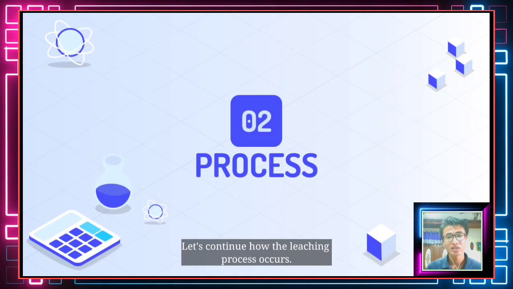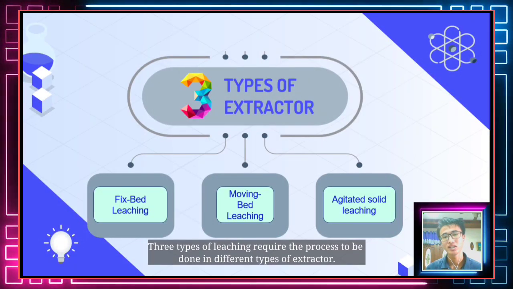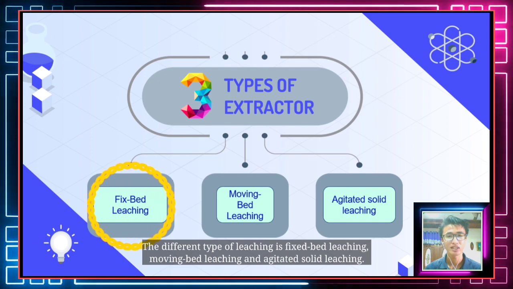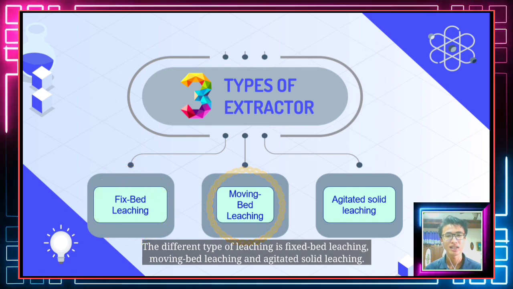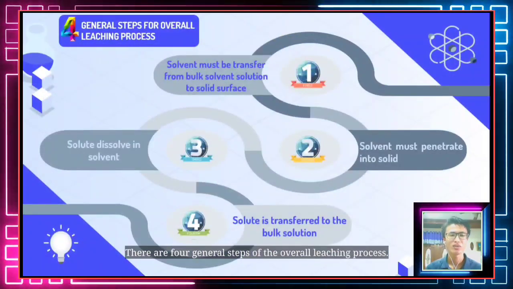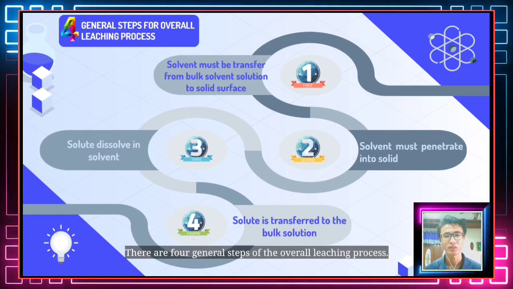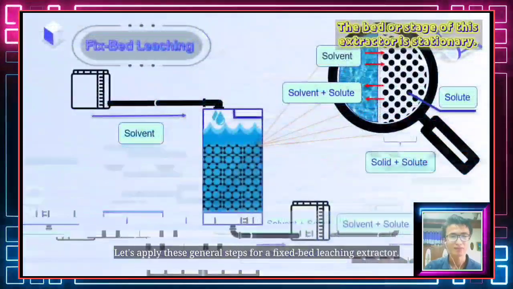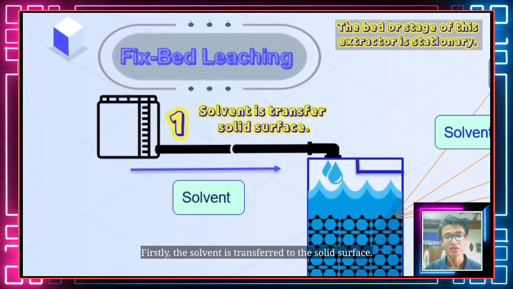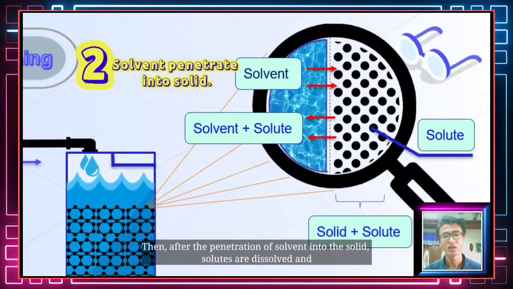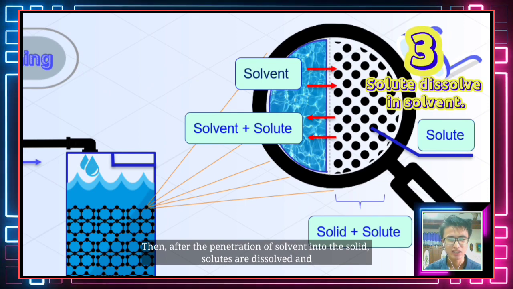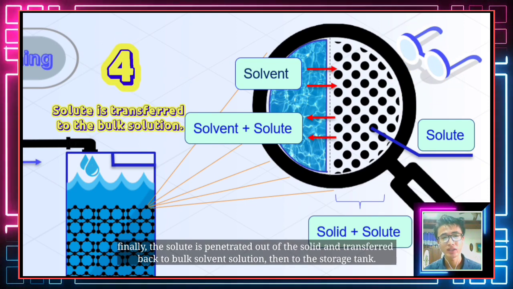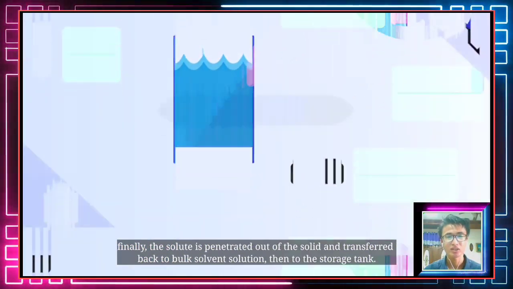Let's continue with how the leaching process occurs. Three types of leaching require the process to be done in different types of extractor. The different types of leaching are fixed bed leaching, moving bed leaching, and agitated solid leaching. There are 4 general steps of the overall leaching process. Let's apply these general steps to a fixed bed leaching extractor. Firstly, the solvent is transferred to the solid surface. Then, after the penetration of solvent into the solid, solutes are dissolved, and finally, the solute is penetrated out of the solid and transferred back to the bulk solvent solution and then to the storage tank.